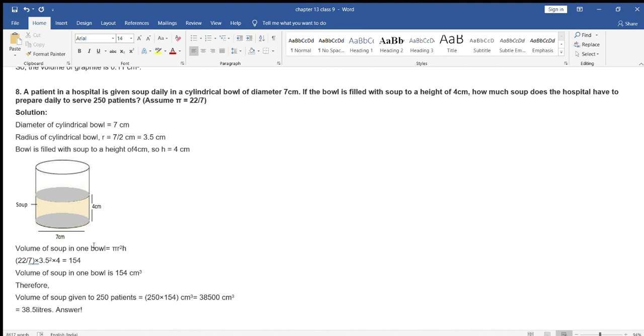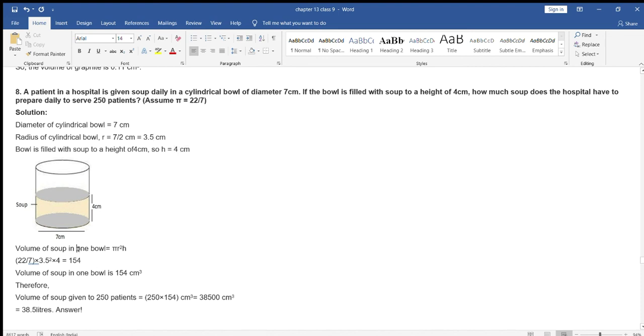So what you will do? You will find out the volume of one bowl. One bowl का volume taking 4 as height, because we are filling it to the height 4 only. Then you have to multiply it by 250. So how we have done? Just see here, diameter is 7, radius is 3.5. Height जितना वो fill किया गया है, bowl is filled with the soup to the height 4. So height we will consider as 4.